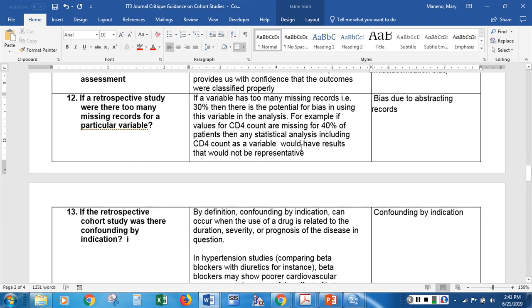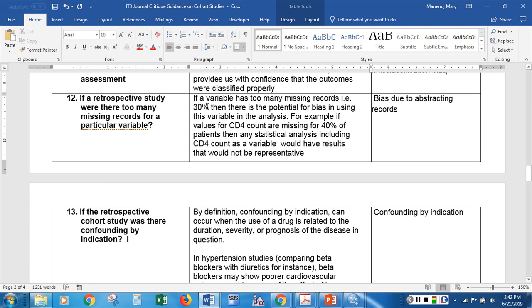If it is a retrospective study, which it is, were there too many missing records for a particular variable? So how do we know that this is the case? A good clue is to look at the tables, because the tables sometimes have footnotes that tell you whether there was missing data for specific variables in the study. So when do you have too much missing data? Remember the point about dropout that we raised earlier, that directed us to this point, because dropout doesn't affect retrospective cohort studies. There's nobody to drop out of the study. However, there could be missing records. So this point is more applicable to retrospective cohort studies.